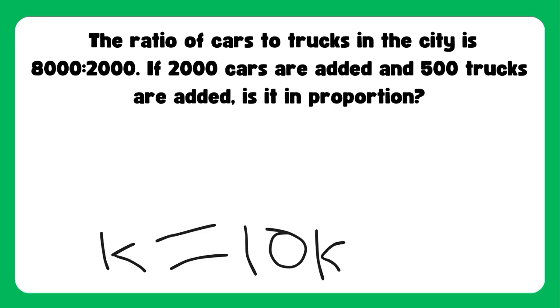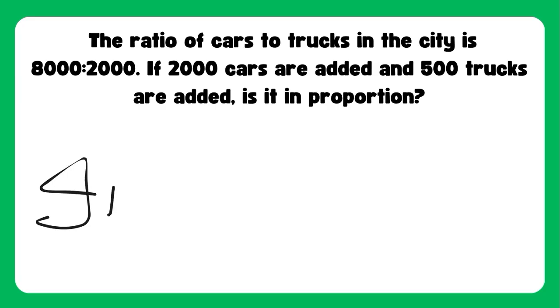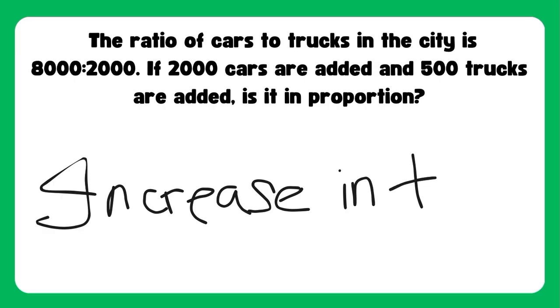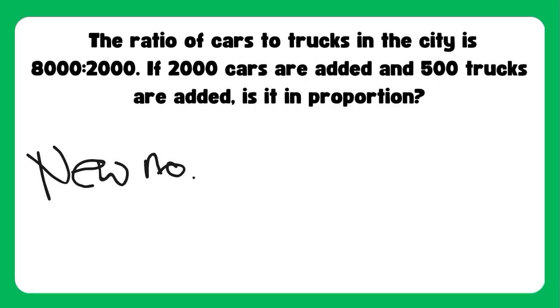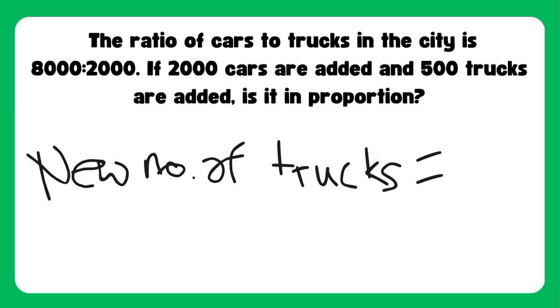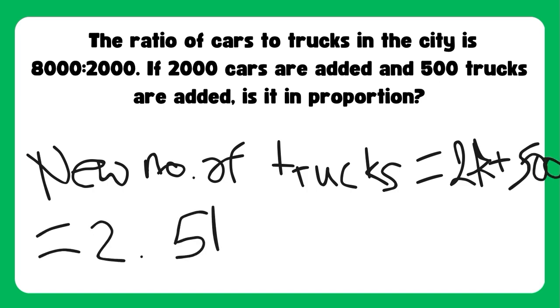And now we will write new increase in trucks. We finished cars, now we're going to do increase in trucks. I can't fit trucks, so I'm going to put true is equal to 500. Yep, 500. So new number of trucks is equal to 2k plus 500, which is equal to 2.5k or 2,500.